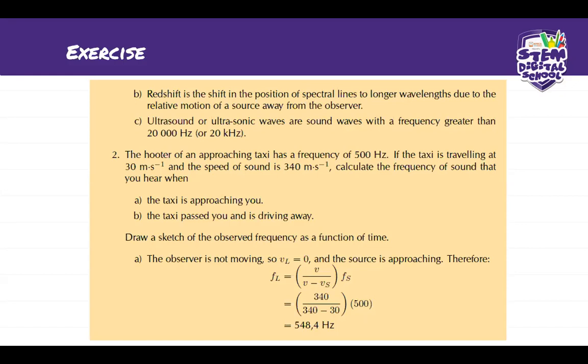So if the taxi is traveling at 30 meters per second and the speed of sound is 340 meters per second, calculate the frequency of sound that you hear when the taxi is approaching you. Okay, so here we're looking for the frequency of sound that you will be hearing. You're the person standing and the taxi is approaching you, and the hooter is on non-stop.